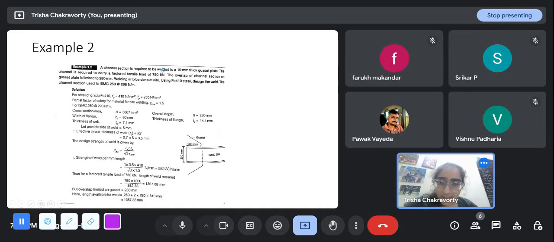So there is a gusset plate and the channel section is to be welded. This is the gusset plate, this is the channel section. Can you see how this channel section is? Basically a channel is a C section, these two are the flanges, and this is the web. So it is placed like this.